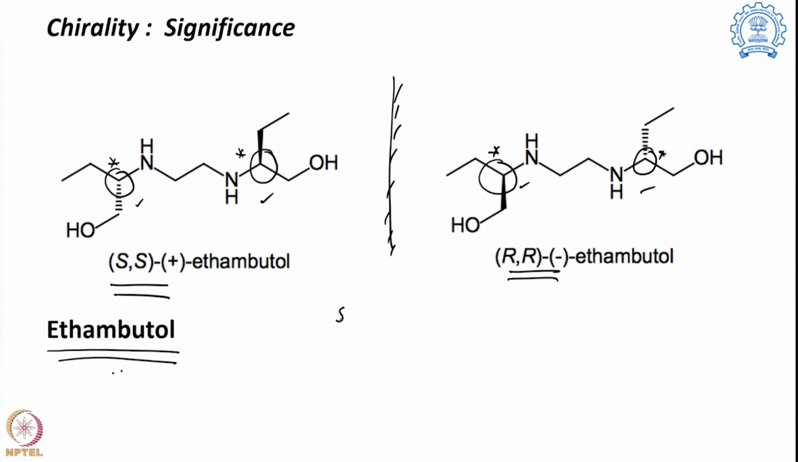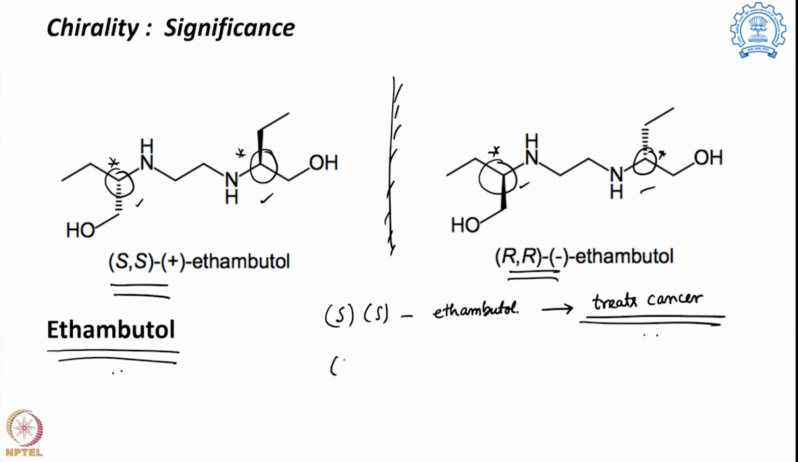And then what are their properties? The SS one is actually having a medicinal property. This actually treats cancer. So, that means it can be a life saving drug, whereas on the other side the RR ethambutol one is actually problematic in nature. That actually causes blindness.